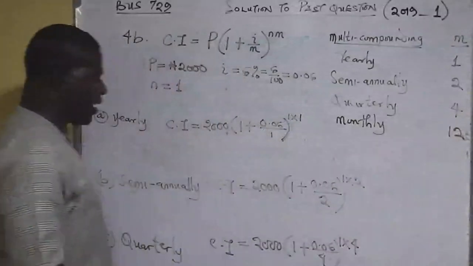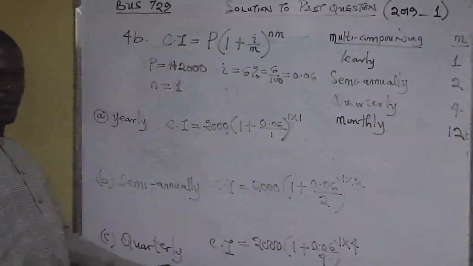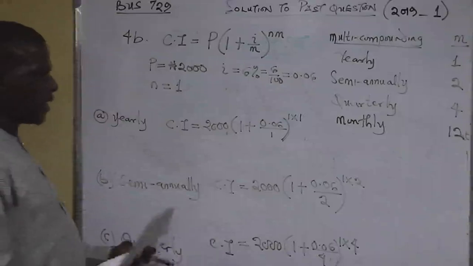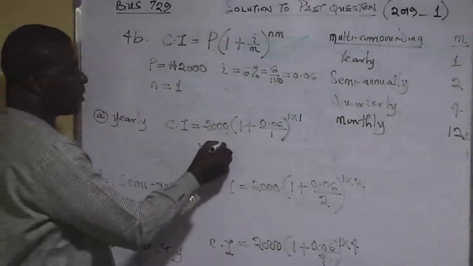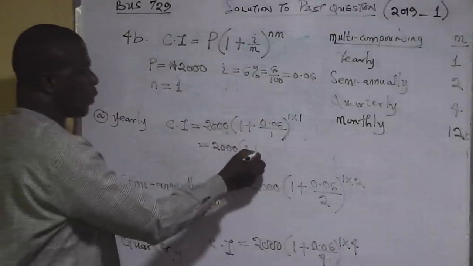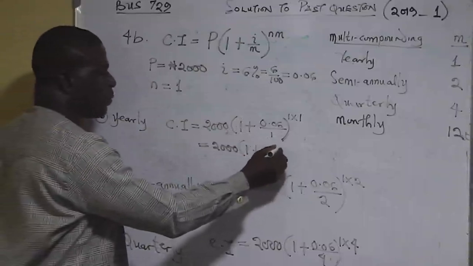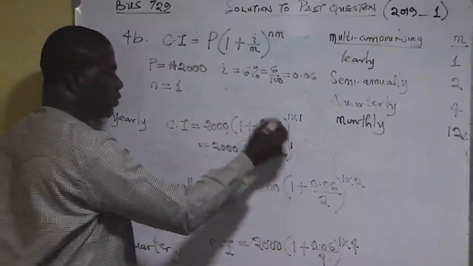And of course, the last one I have to do is monthly, which the space for now cannot contain. So let's solve these ones first, then we'll get to that. So by the time we do this, I'm going to have 2000 into 1 plus, if you divide 0.06 by 1, it will still give you 0.06, raised to power 1 times 1, which will still give you 1.